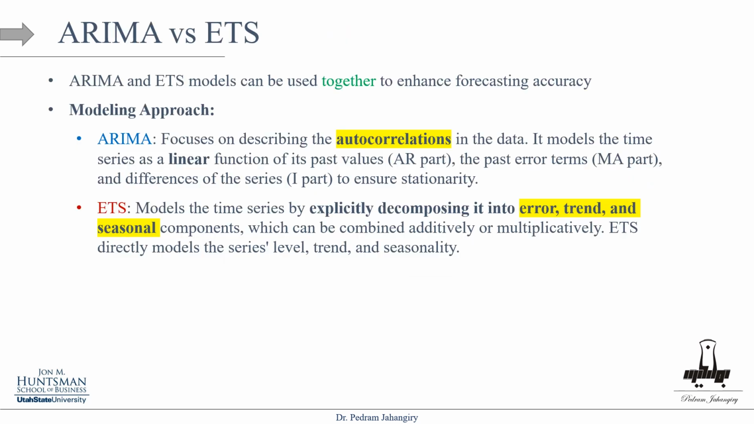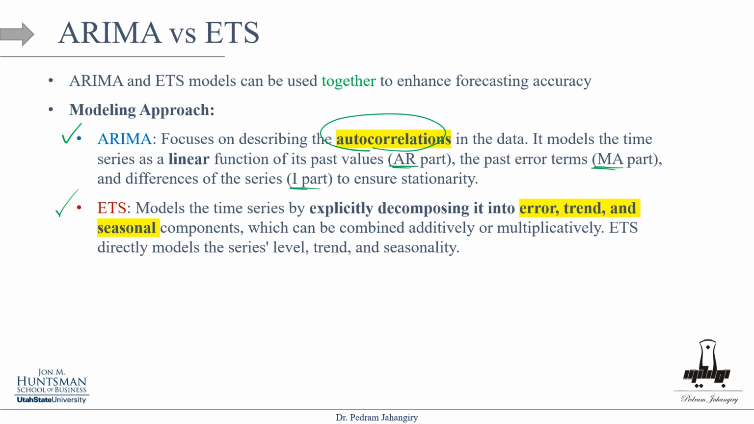Okay, ARIMA versus ETS. We can use these models together to enhance forecasting accuracy. Actually, they're going to model your time series from different angles, right? First of all, both of these are econometric based models. They are decomposition based models, right? ARIMA is going to focus on autocorrelation in the data, and it's going to put it together as a linear function of the past values. This is the AR component. Then a linear function of the past errors. This is the MA component. And of course, if we need to make it stationary, that's the I component, right? However, ETS is doing it from another angle.